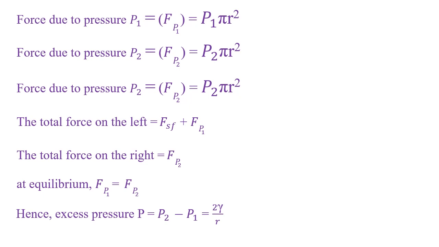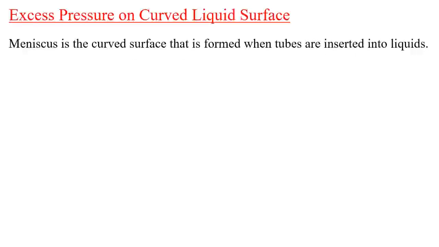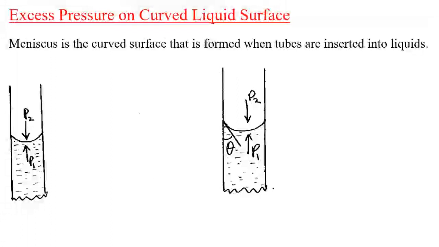Excess pressure on cupped liquid surface. Cupped liquid surface is otherwise referred to as a meniscus. That is, a meniscus is a cupped surface that is formed when tubes are inserted into liquid. This can be seen in the picture below. As shown in the picture, we can clearly see that there is a cupped part at the surface of this liquid, and this is what we refer to as a meniscus.